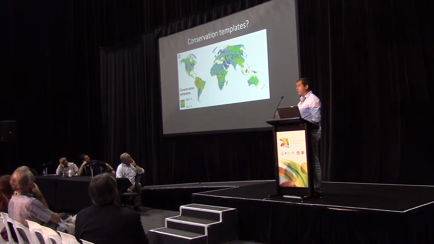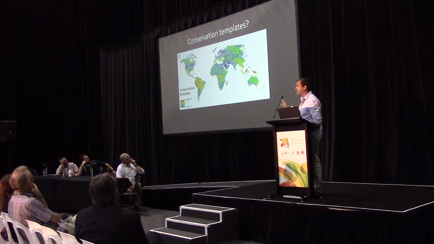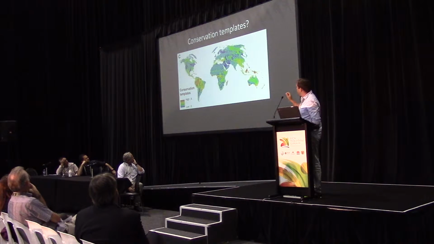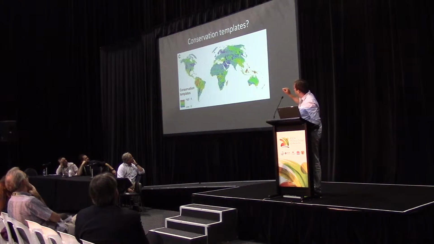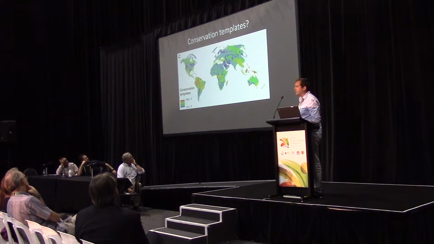We essentially went out and gathered all these maps that we could get our hands on. We got 8 of them. We overlaid them to create this map. This is showing the number of organizations that think each part of the planet is important for conservation.